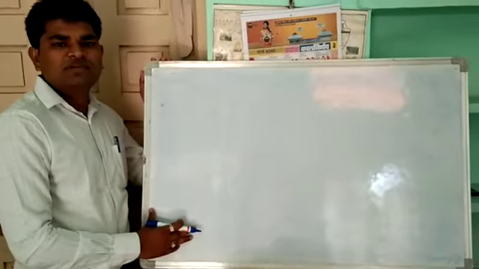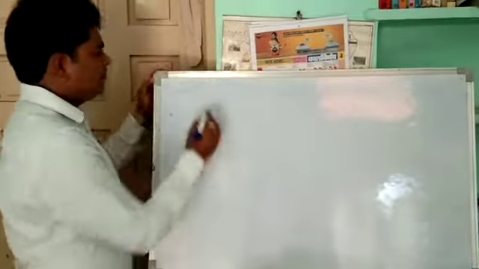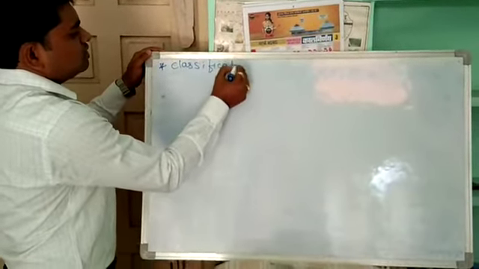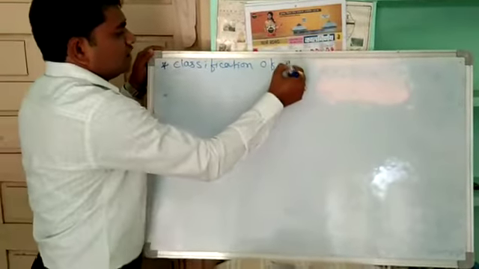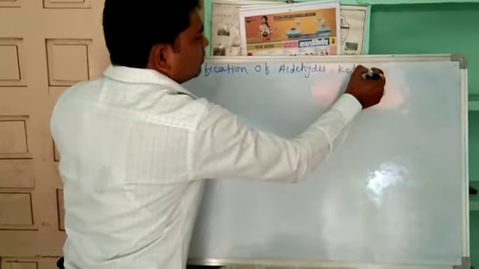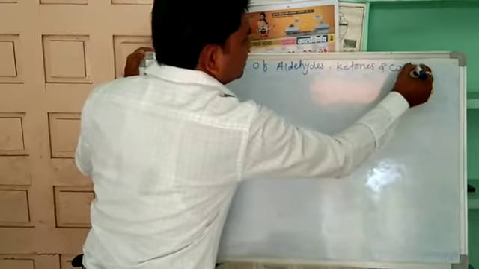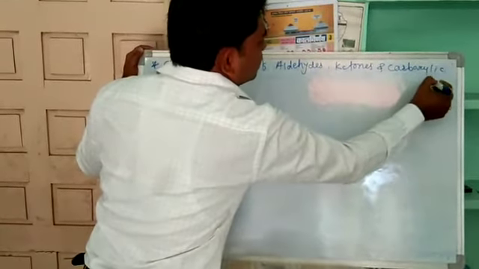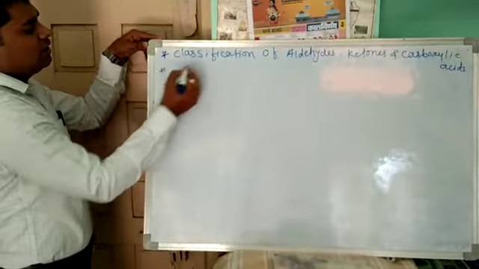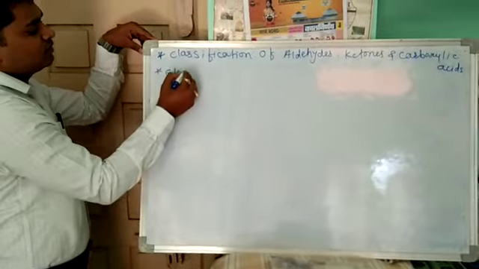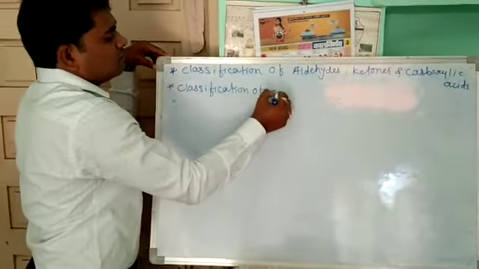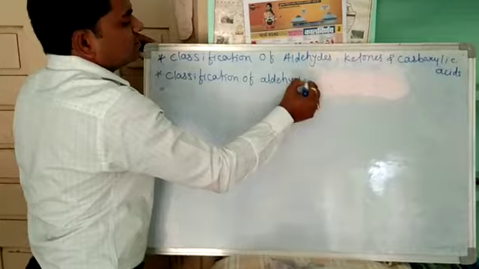Today we discuss classification of aldehydes, ketones and carboxylic acids. We will discuss one by one. Firstly, we will discuss classification of aldehydes.